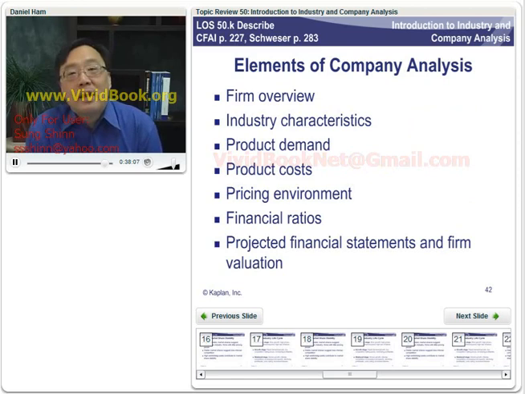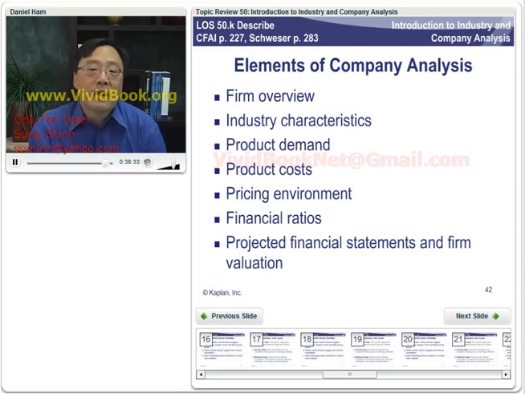And then you have, one step below the industry analysis, the elements of the company analysis. So you have firm overview, very similar to major firms, industry characteristics, you've got to understand your industry. You've got product demand, you would love to see, all else being equal, high product demand in your industry, for your company. Also relative to your industry, you want to do better than your peers.